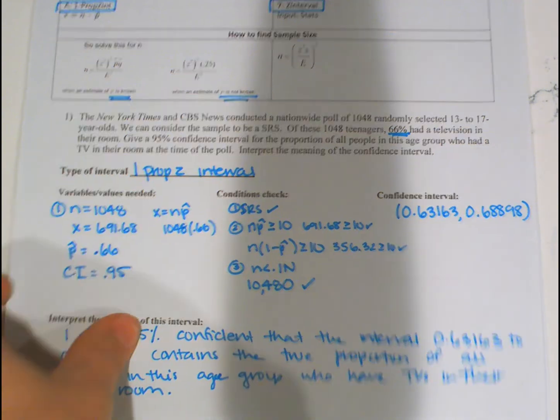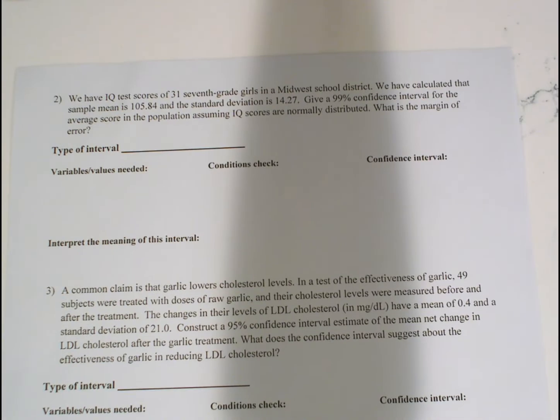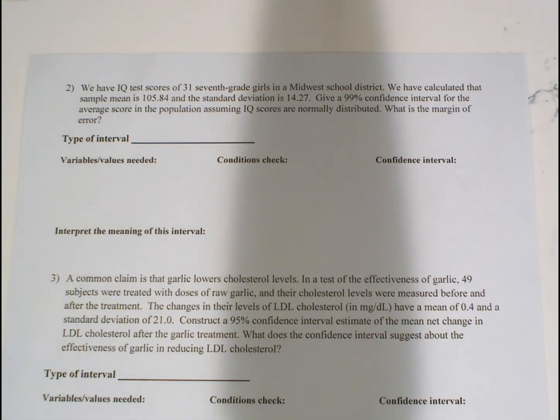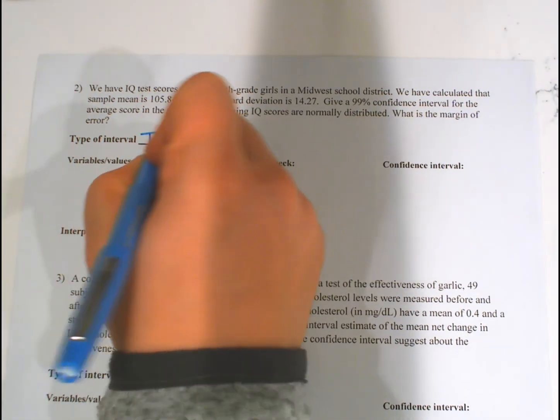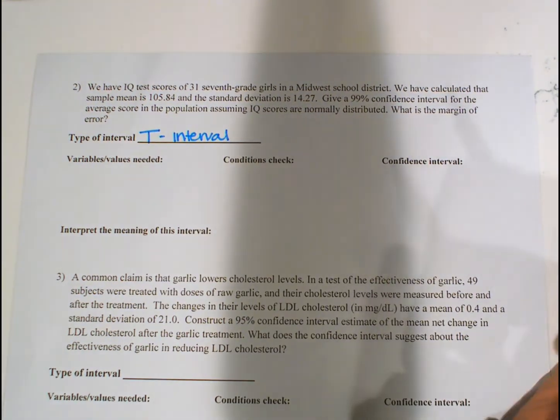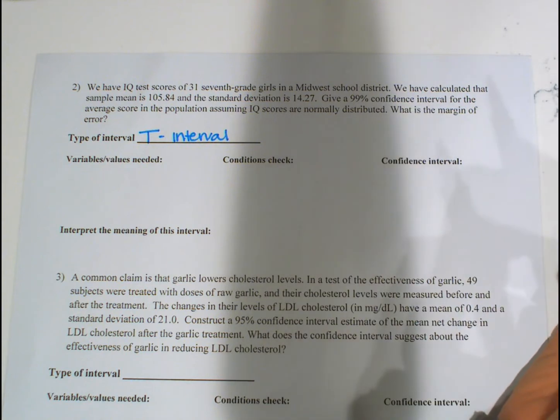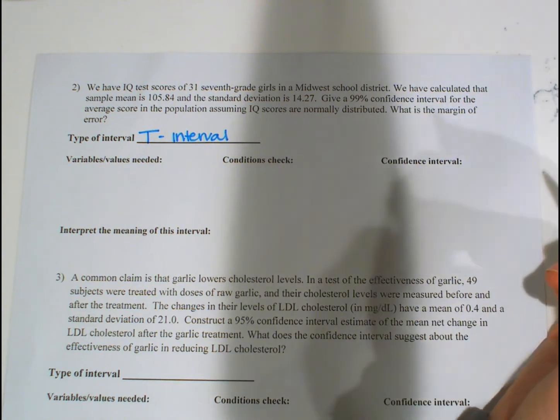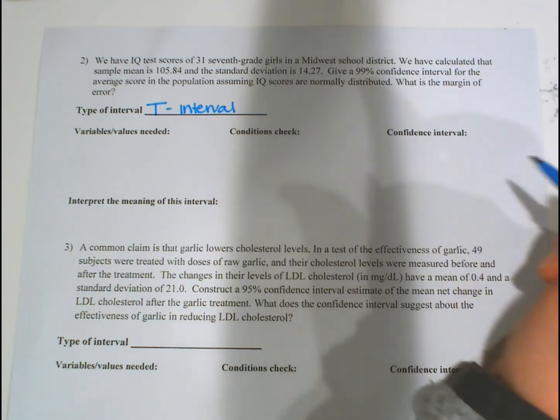Okay, so let's go ahead and look at our next example. So if you turn your paper over, we'll look at number 2. So it says we have an IQ test scores of 31 7th grade girls in a Midwest school district. We have calculated that the sample mean is 105.84 and the standard deviation is 14.27. So the fact that I'm given a mean and a standard deviation tells me that I'm running a T interval. And I want to give a 99% confidence interval for the average score in the population, assuming IQ scores are normally distributed. What is the margin of error?